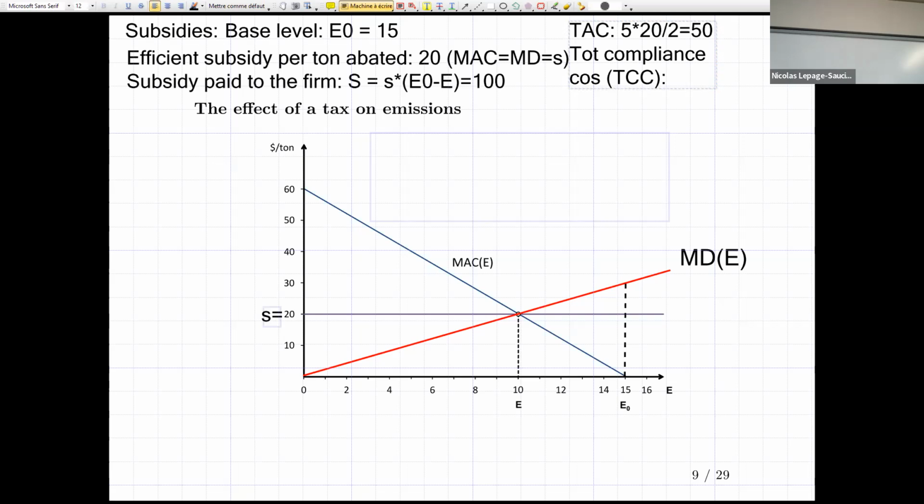So that's the beauty of market-based mechanisms like that. From the firm's point of view, it's just how much cash do I get or have to pay, and how much does it cost me to reduce my emissions. That's the whole thing that the firm cares about.